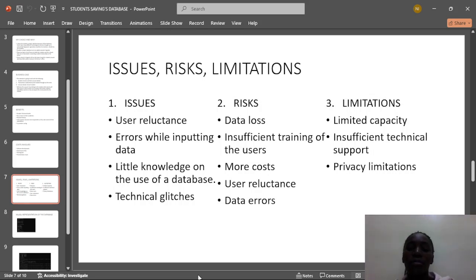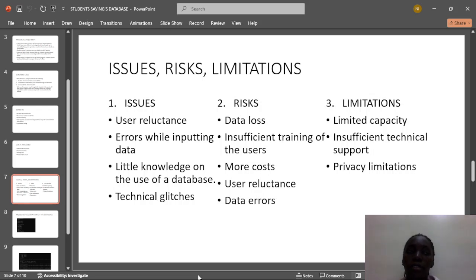Then the risks that might come with this database might be data loss, as in there might be some errors while inputting the data, or some data may not be input into the system. Then insufficient training of the users. Being not widely spread throughout Uganda, very many people may need to be trained on how to use the database. Then more costs that may not have been put into the initial planning, then user reluctance, then data errors.